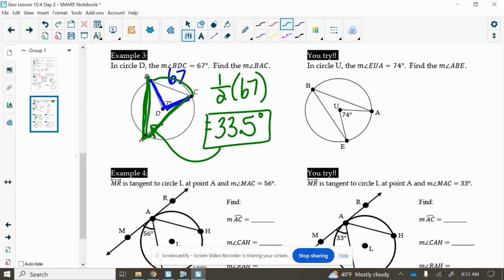There is an example for you to try here. You are trying to find the measure of ABE given this central angle here measures 74.